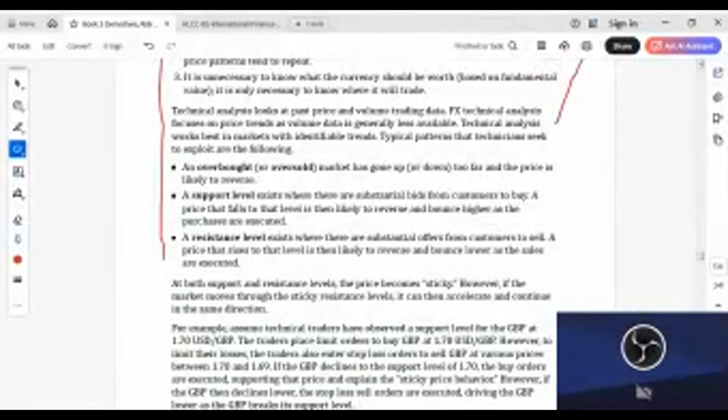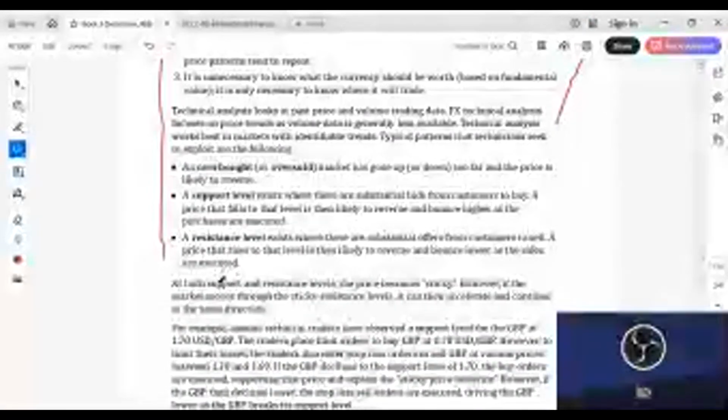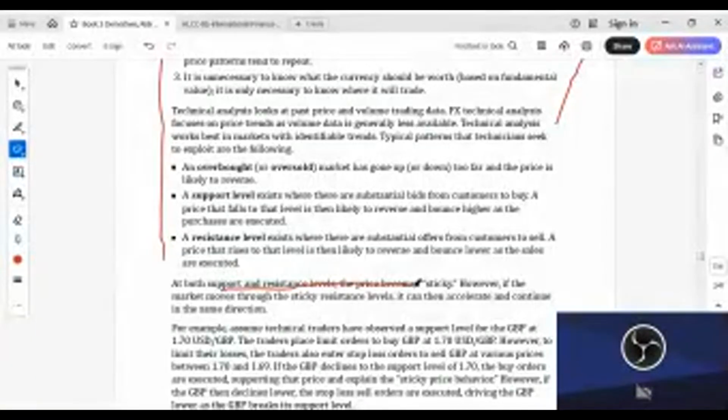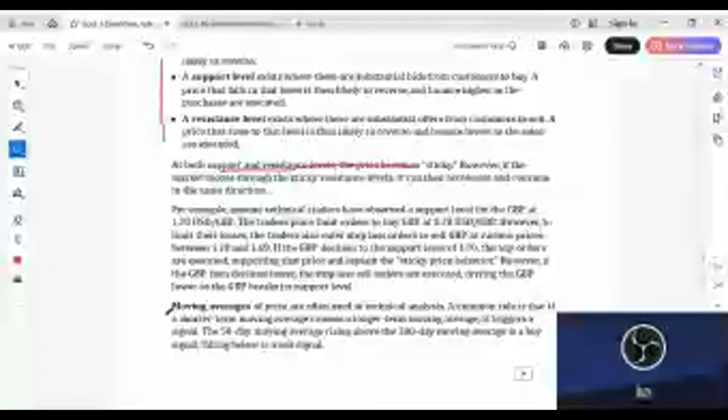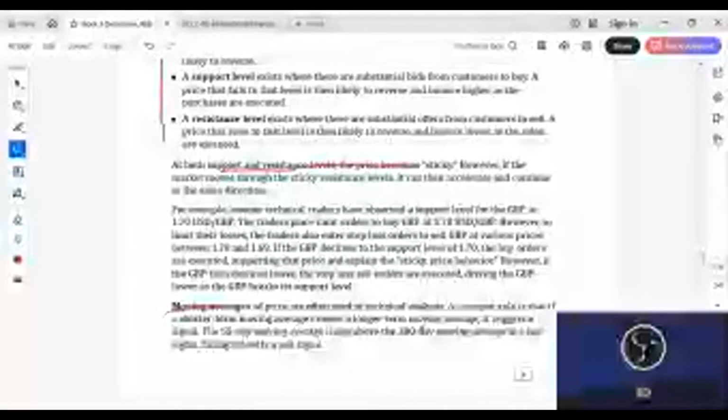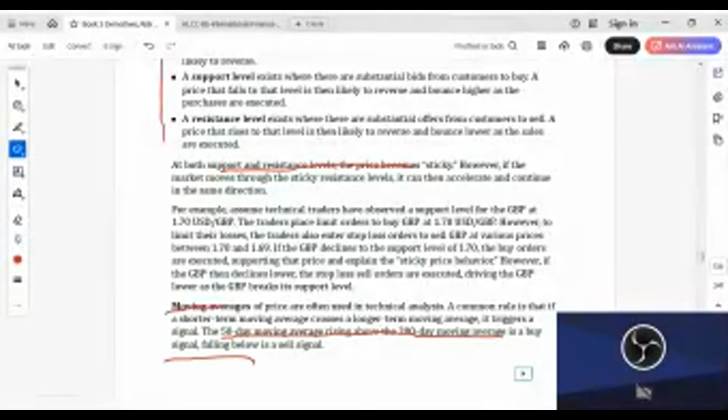And you know, right, support or resistance prices tend to be sticky. But once a support or resistance is broken, then it also means significant further up move or down move. A shorter term moving average rising above higher term moving average is generally a buy signal.